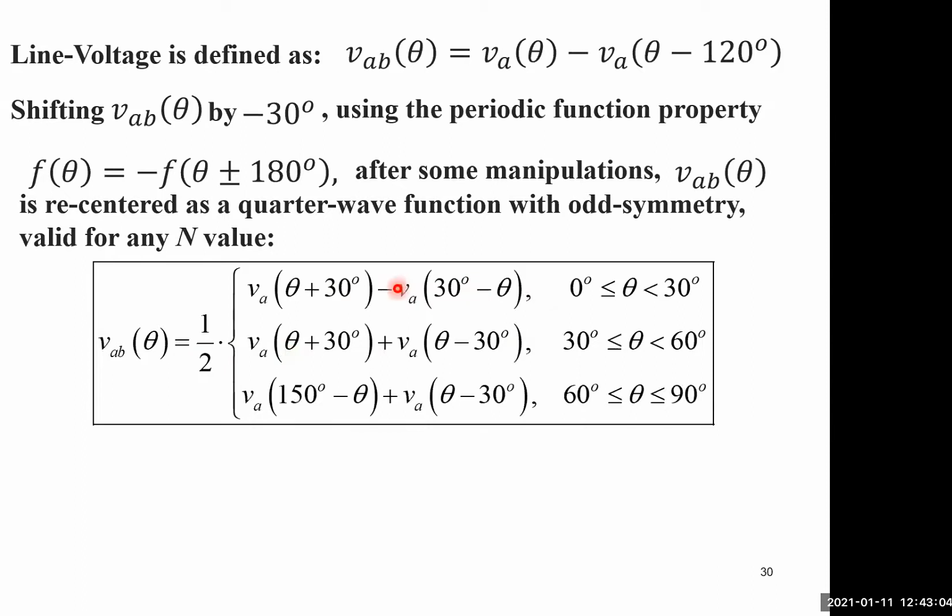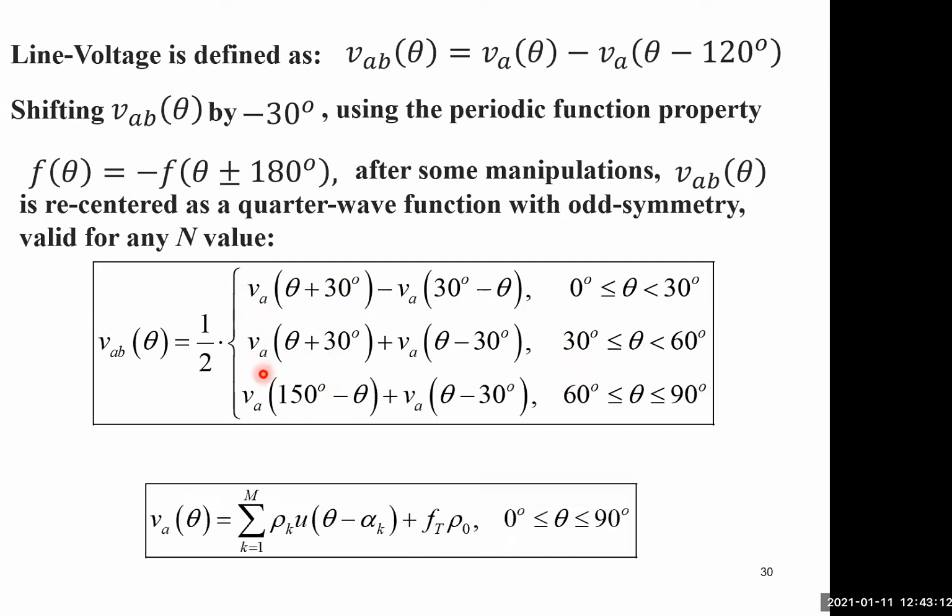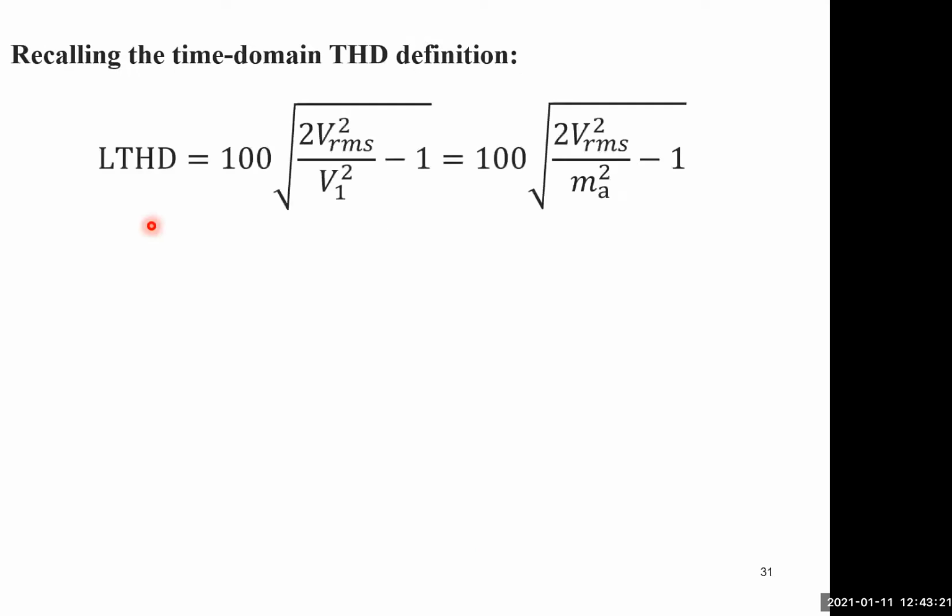This is, as you can see, defined across 3 segments as expected: 0 to 30, 30 to 60, and 60 to 90 degrees. Okay, where VA is the step function based phase voltage formulation. Now, recalling the time domain THD is given as follows. We already know what MA is. We came up with an expression. All we need to do is to formulate the RMS square, the normalized RMS square.